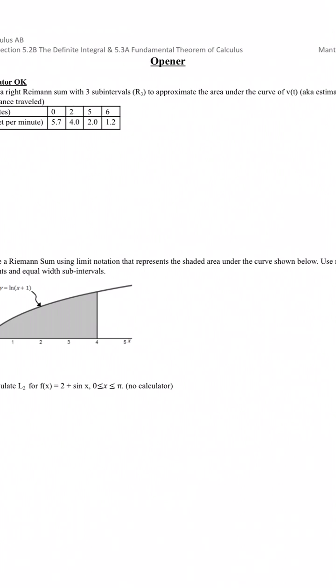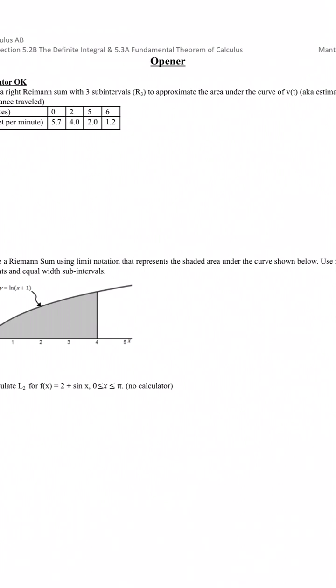So to get started, we have an opener here. You're asked to find a right Riemann sum with 3 subintervals to approximate the area under the curve, estimating the distance traveled. If you're watching this video at home, I would suggest that you pause the video and see if you can do the opener. Give yourself no more than 10 minutes. I don't think you even need that much time. And then come back and let's see how you did.